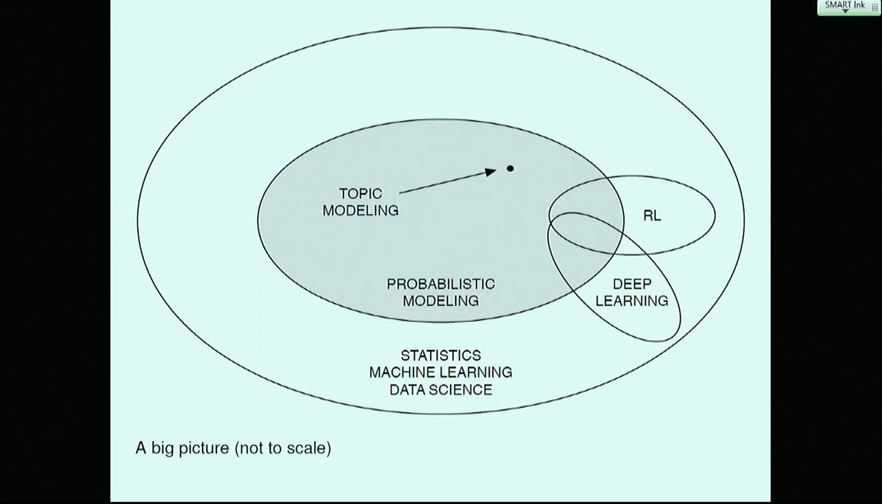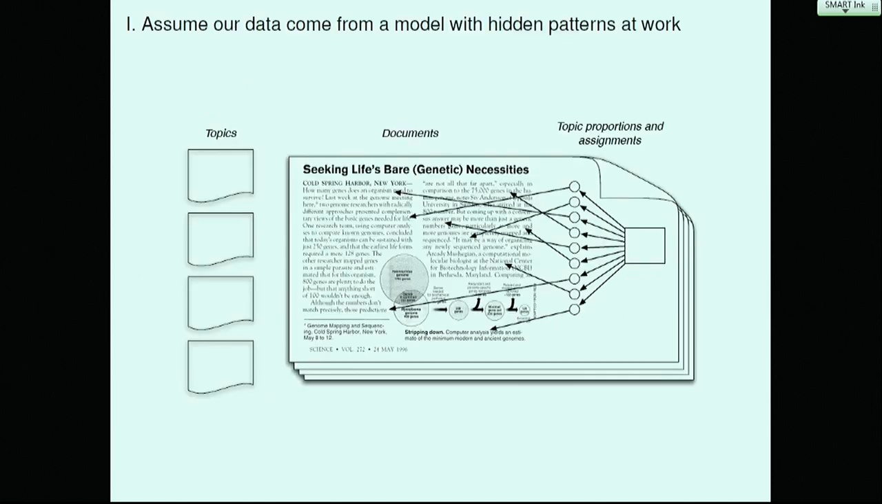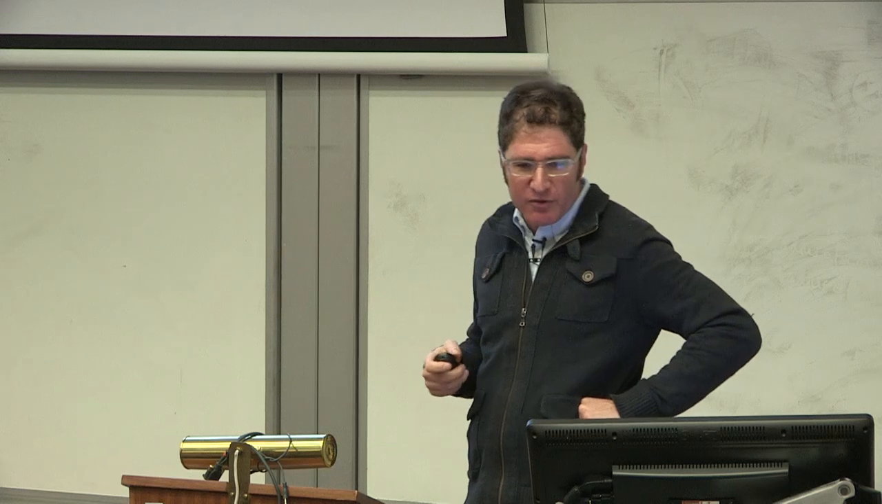This is not to scale, but I do want to point out that deep learning and reinforcement learning are very important parts of this whole world too, and there's a really interesting and beautiful intersection between probabilistic machine learning and deep learning and reinforcement learning. It's worth studying. Okay, so what is probabilistic machine learning?